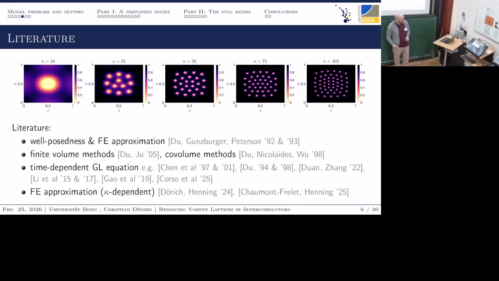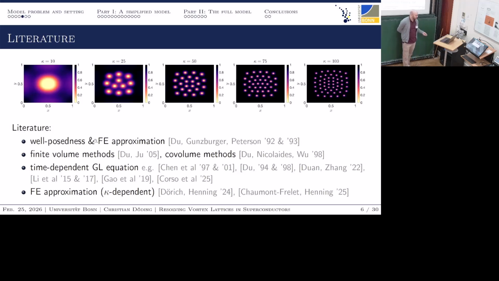Some overview about the literature. Of course, this model is quite old, from the 1950s. A lot of scientists have worked on it. And I just want to note that there are these seminal works here from the early 90s by Ginzburg and Peterson, where they treated the well-posedness of this model, as well as standard finite element approximations. They observed optimal order of convergence, all the nice things. However, what they did not do is trace the dependency on this parameter kappa.